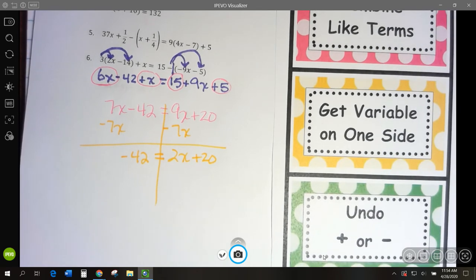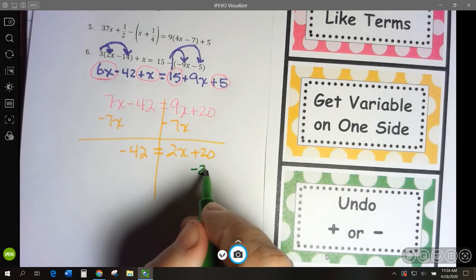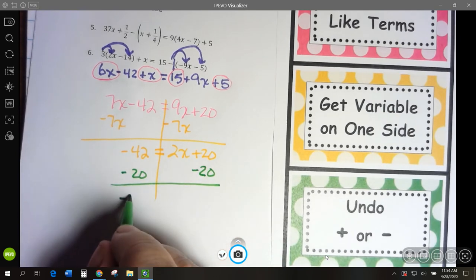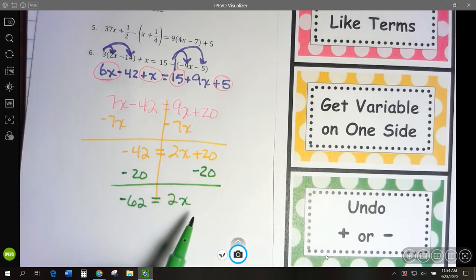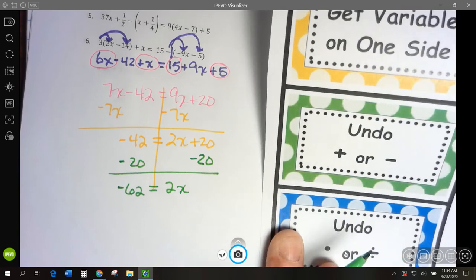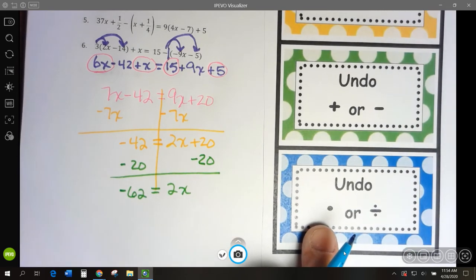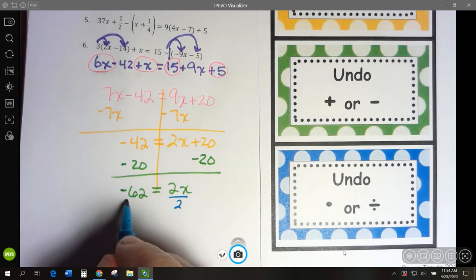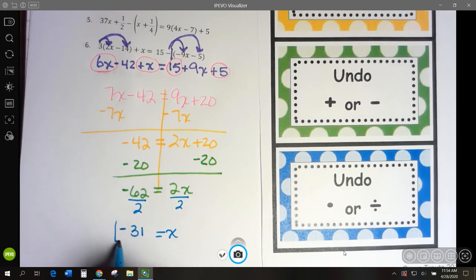Now we need to undo our addition and subtraction. So we got to undo our adding 20 by subtracting 20 from both sides. And we get a negative 62 equals 2x plus 0, or just 2x. Then we need to undo our multiplication or division. So we got multiplication. To get rid of that, we divide by 2, and x is going to equal a negative 31.